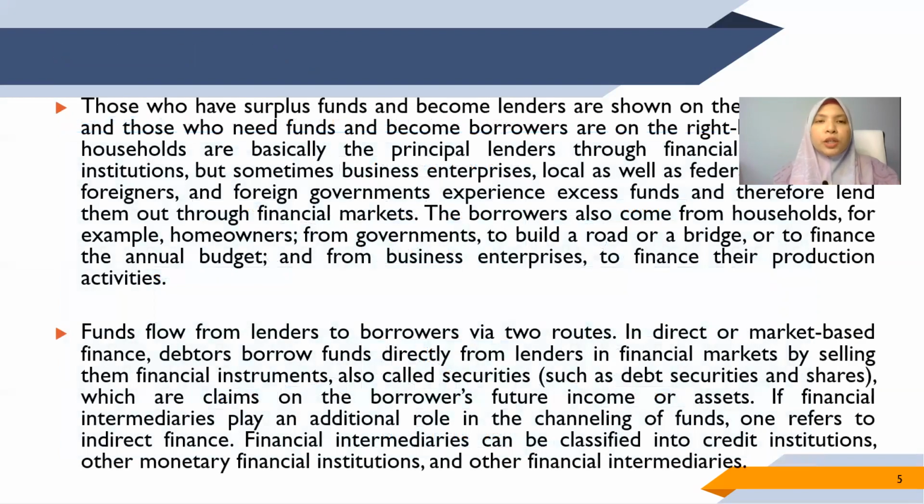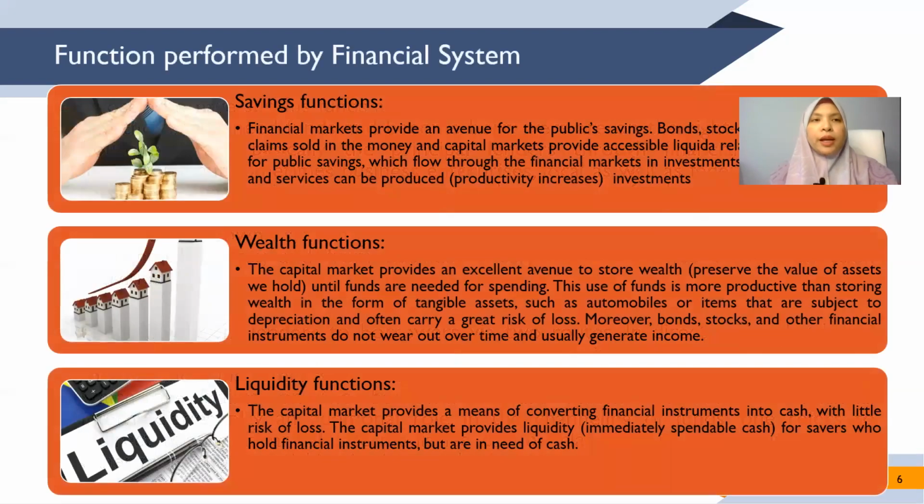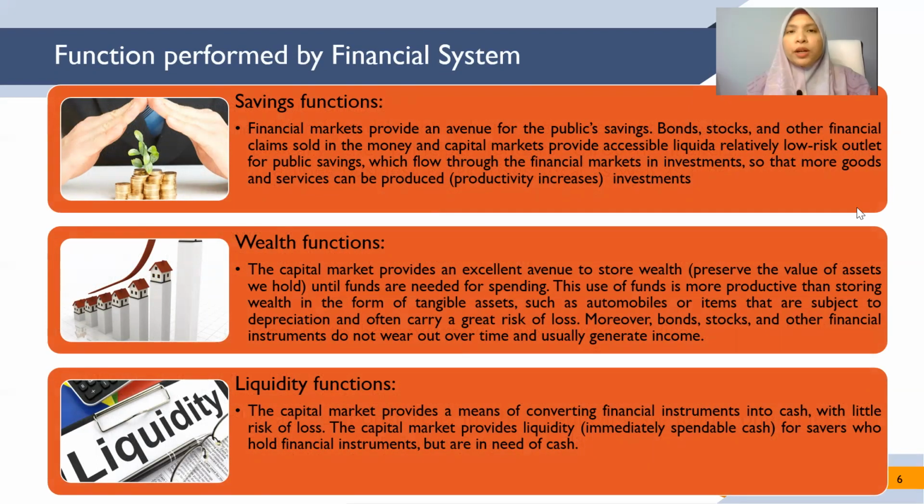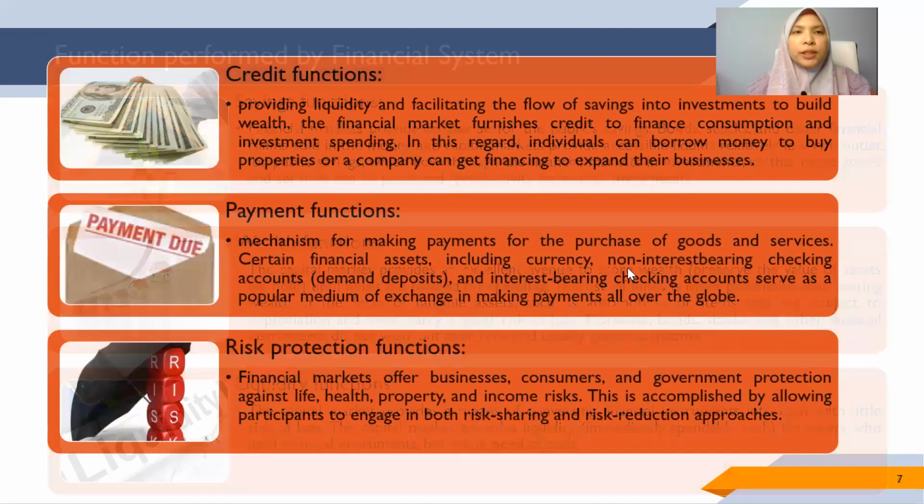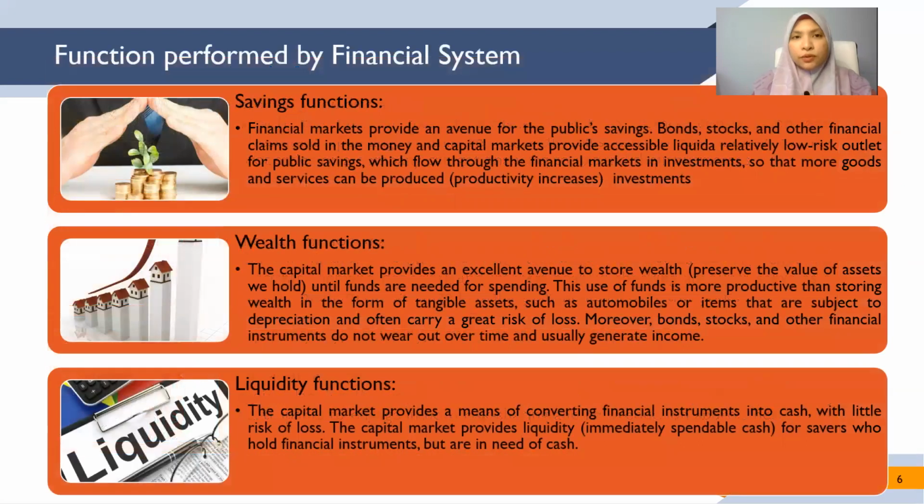So this is the explanation. You can read and go through this section, what I have explained earlier. Next we move to the functions performed by the financial system. We have a few functions here, 6 functions. The first is the saving function.